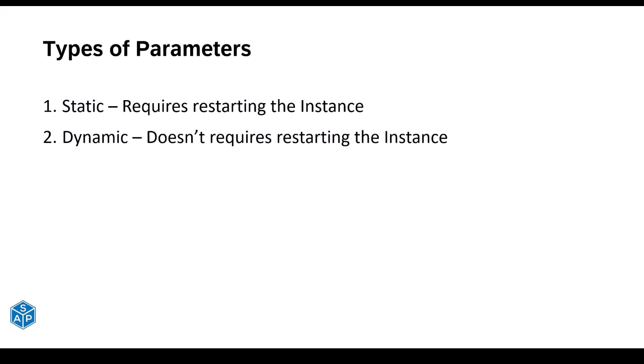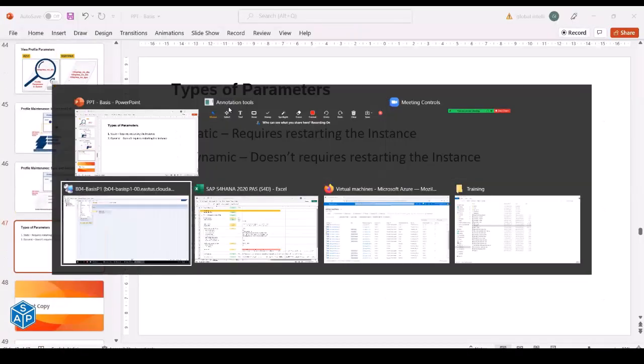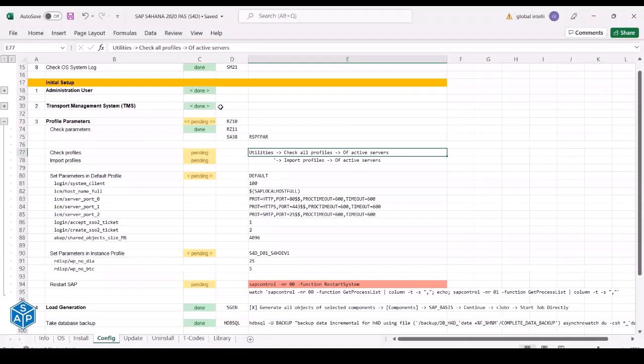So if you want to make it permanent, you can change the dynamic parameter as well as make the changes in the profile parameter. You make the changes in the profile so that even after restarting the application server, the new values will be loaded after restart. Is that clear? Yes. Okay, so now these are the parameters that we need to set in our system.